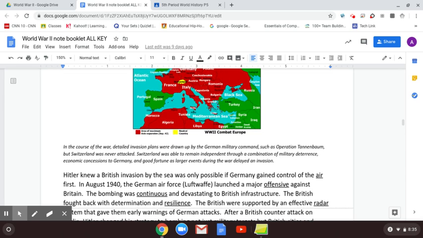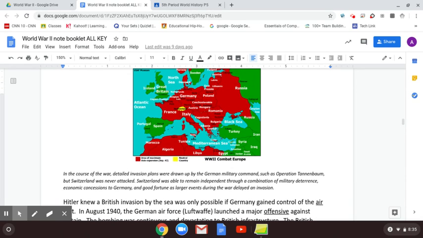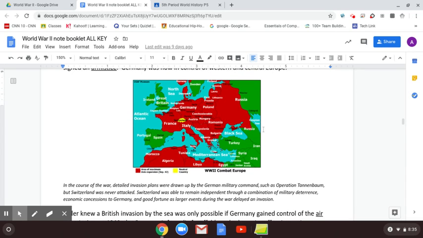So there's a little blurb here underneath the map. In the course of the war, detailed invasion plans were drawn up by the German military command, such as Operation Tannenbaum, but Switzerland was never attacked. Switzerland was able to remain independent through a combination of military deterrence, economic concessions to Germany, and good fortune as larger events during the war delayed an invasion. So that was just pointing out the fact that you can see all this red, all this Nazi Germany taking over Europe, except for this little yellow spot right here in Switzerland, which still remained neutral.